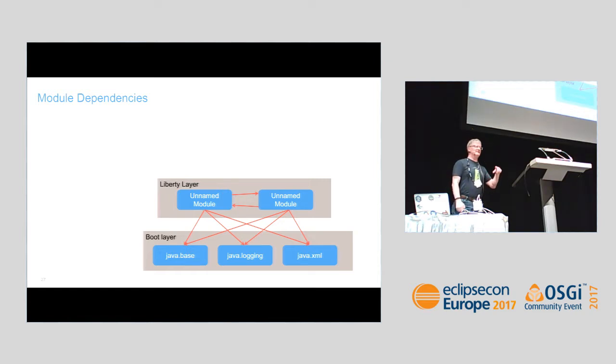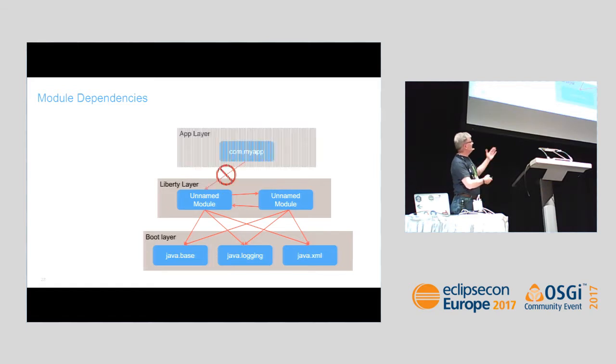Another thing that makes this a little tricky from an application server standpoint are module dependencies. Now, as we bring in jar files on the module path, they become unnamed modules. That allows these unnamed modules to access other modules within the boot layer. Okay? So there's a lot of dependencies that are allowed at this level.